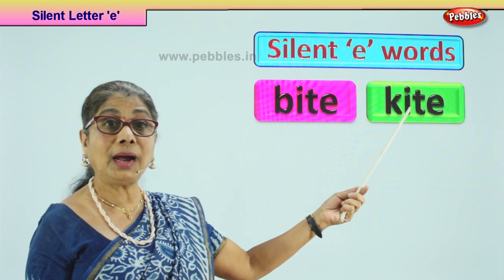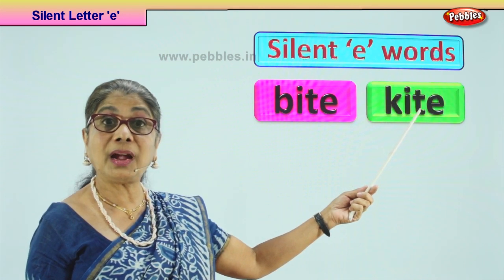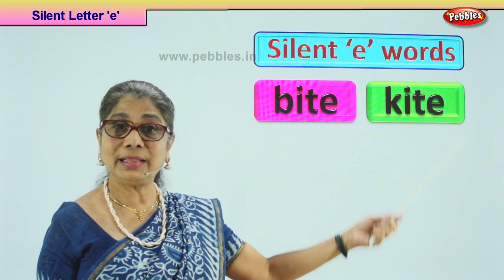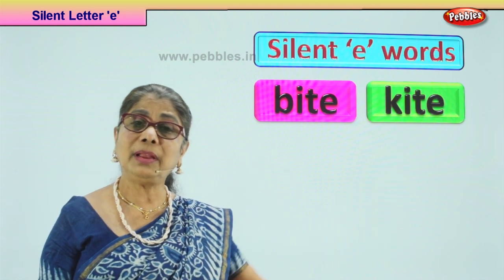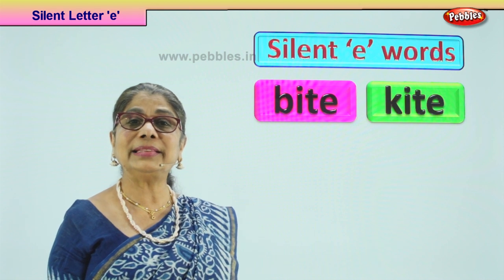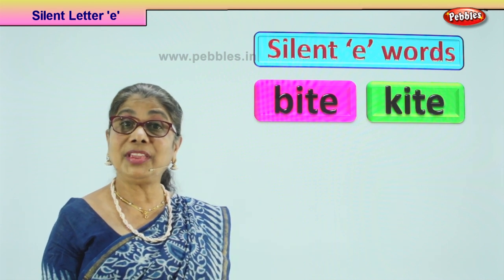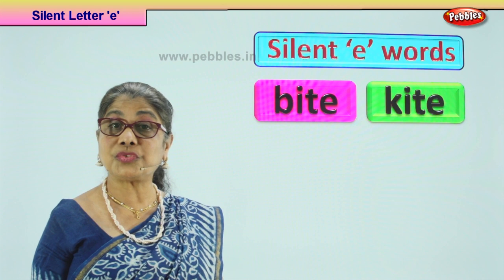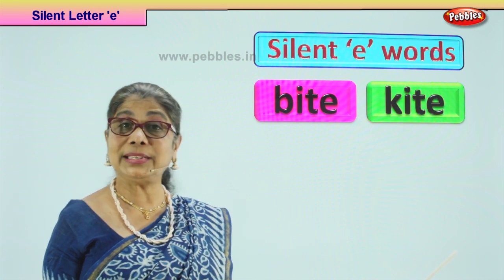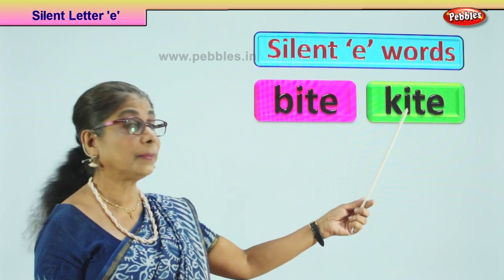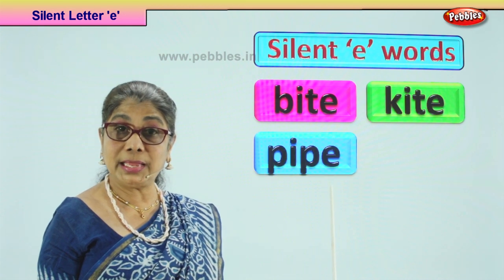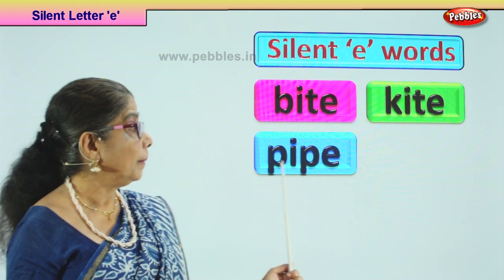What is it? Kite. What is a kite? Something you make out of paper and let fly in the sky. Kite. The handmade kite on a string can fly on a windy day. Kite. Our next word is pipe.